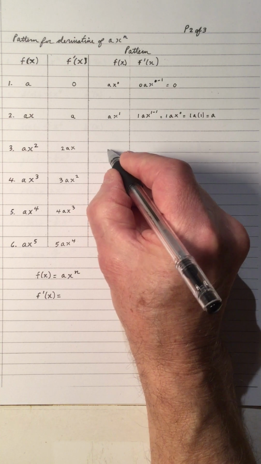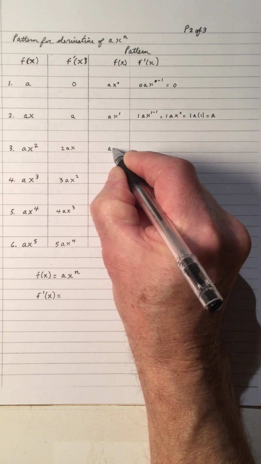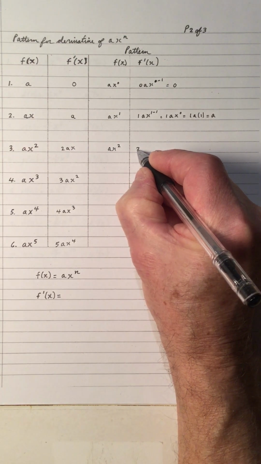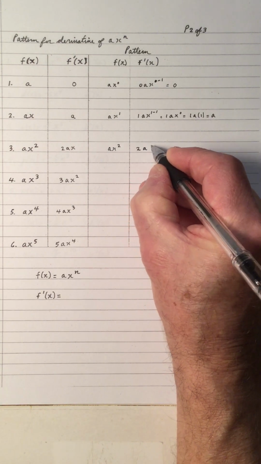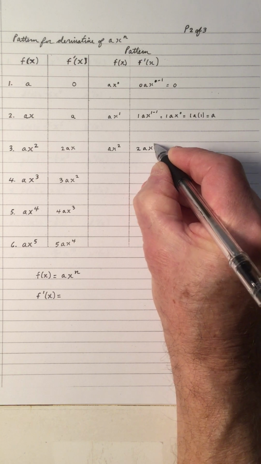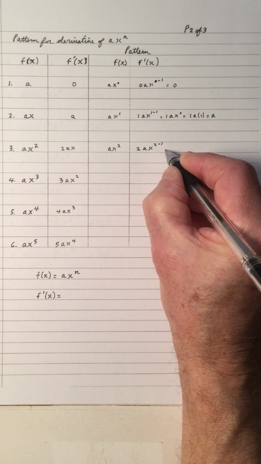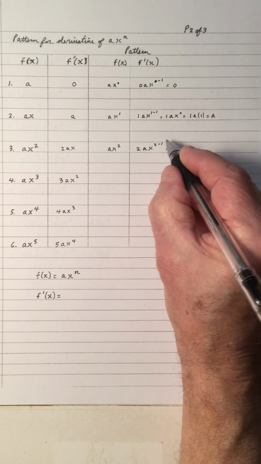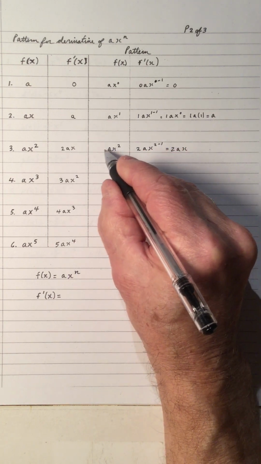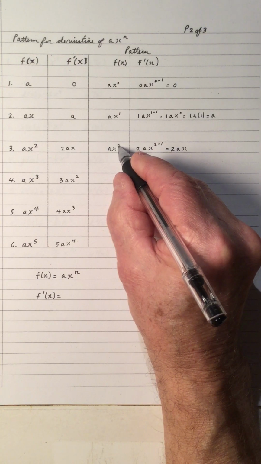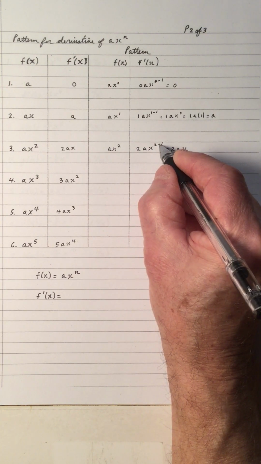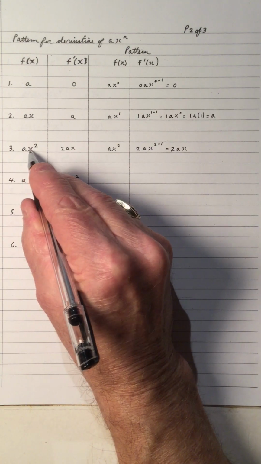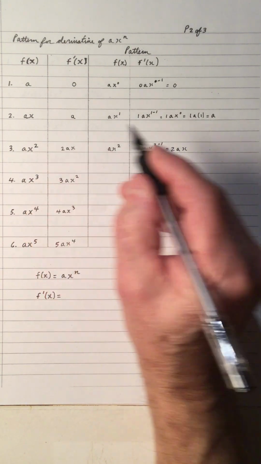So right here we have ax squared. So we have 2ax to the 2 minus 1. So that's 2ax. So again, the 2 goes in front, and this power goes down by 1. So 2 minus 1 is 1. So the derivative of ax squared is 2ax.